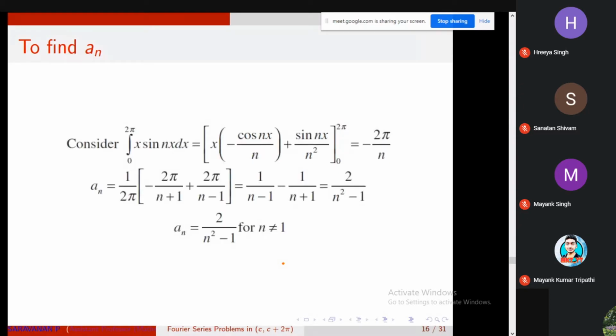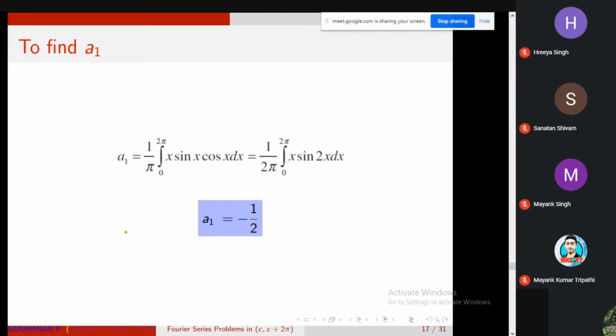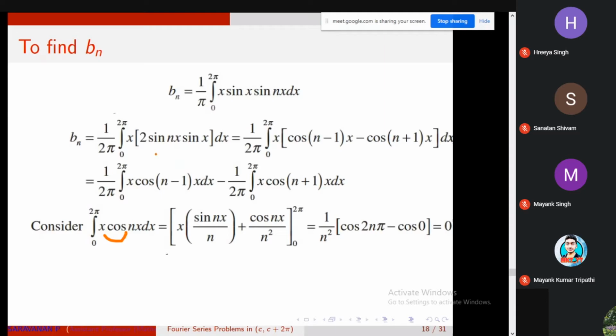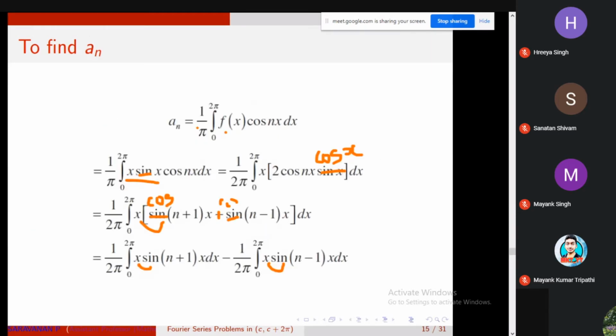You can note that we have already done something like x into cos in bn there. So this same computation you have to do in an here. And while computing bn, you will get sin nx into cos. That is sin a cos b. So what is sin a cos b? Sin of a plus b plus sin of a minus b. So whatever was computed as an there, you will get here as bn.